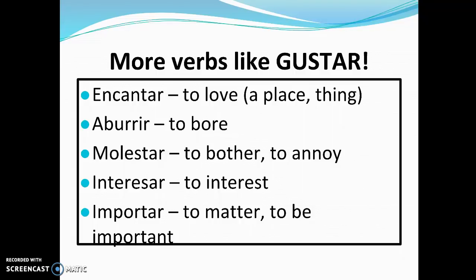Now, I personally am not a math person, so if some of you are, I apologize for my example. But my example here is going to be, me aburren las matemáticas. Math bores me. I said me aburren because las matemáticas, the noun and article that directly follow the verb conjugation, are plural. Molestar is to bother or to annoy. Interesar is to interest. And importar is to matter or to be important.